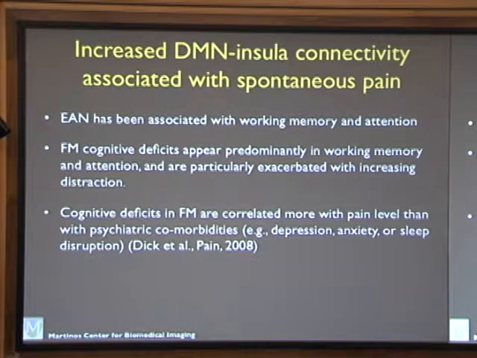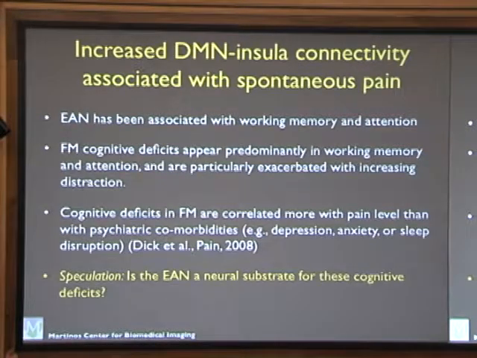And cognitive deficits in fibromyalgia are correlated more with pain level than with psychiatric comorbidities. So that's been known from lots of review studies as well. And when we controlled for depression and anxiety in this patient population, we still saw this phenomenon of connectivity between the executive attention network and the insula. So the title is wrong here. I'm sorry, this should say EAN, insula. Anyway, speculation: is the executive attention network a neural substrate for the cognitive deficits seen in fibromyalgia patients?